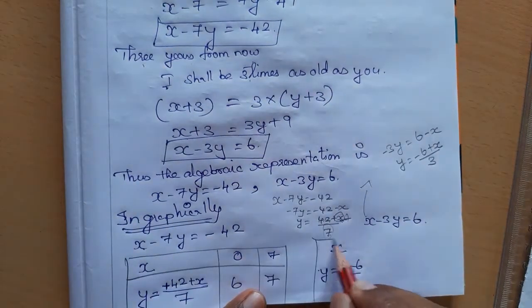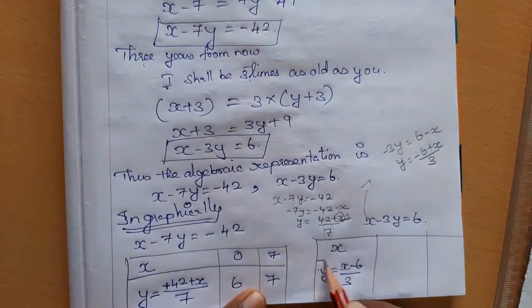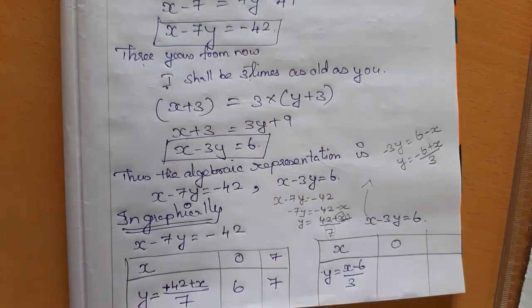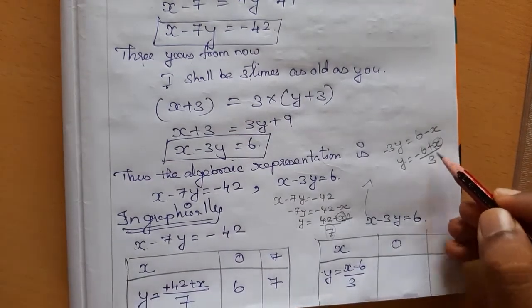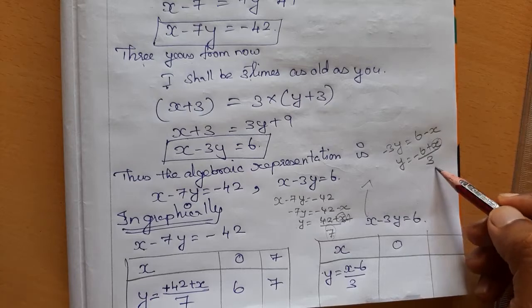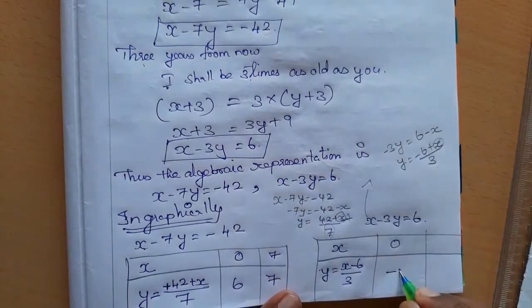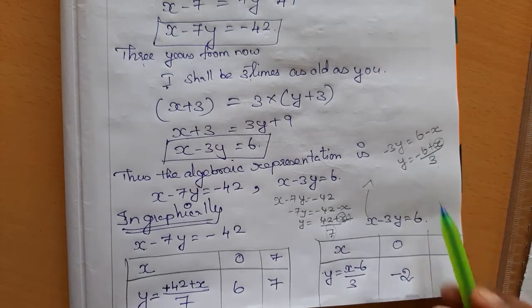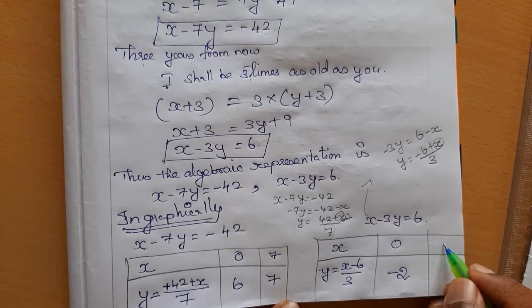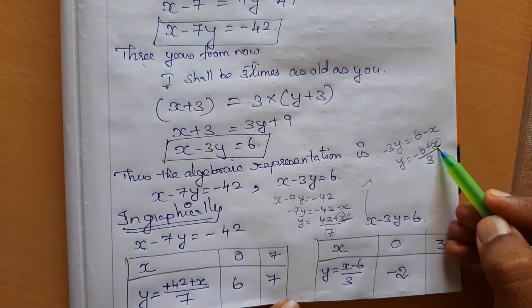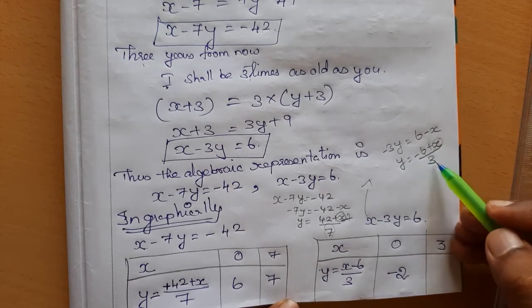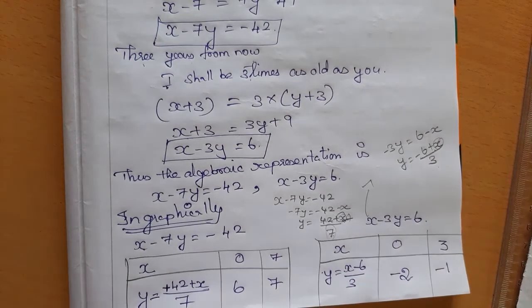So here also we will obtain 2 points. Let us consider x as 0 here. What happens when it becomes 0? It will become minus 6 by 3, which is minus 2. Clear? So let me consider another value, 3, so that it can be cancelled and I will get a whole number. Let x be 3. So 3 minus 6 is minus 3, and minus 3 by 3 is minus 1. Try to get 2 points and plot in the graph.